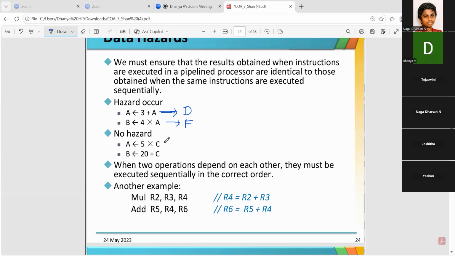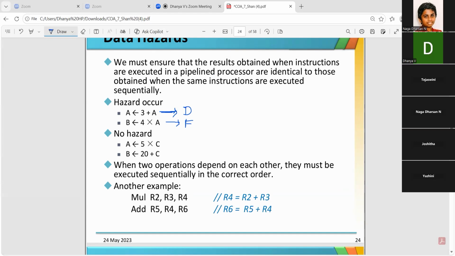So what we can do, we can have some intermediate variables, say C. With that, we can actually try to avoid this hazard. We are just trying to avoid hazards now. We have to try to minimize the effect of the hazard. So A is equal to 5 into C, B is equal to 20 plus C.